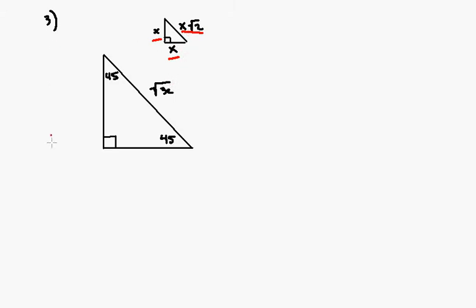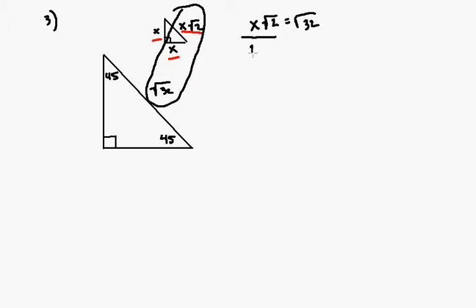So if there's a correlation between these corresponding sides right here, we can set up an equation. We would go x square root of 2 equals the square root of 32. To get rid of the square root of 2 on the left side, I'm going to divide the left and the right side by the square root of 2.